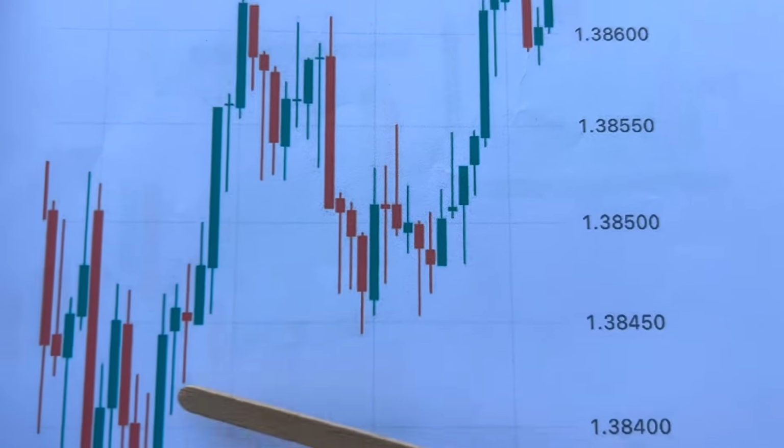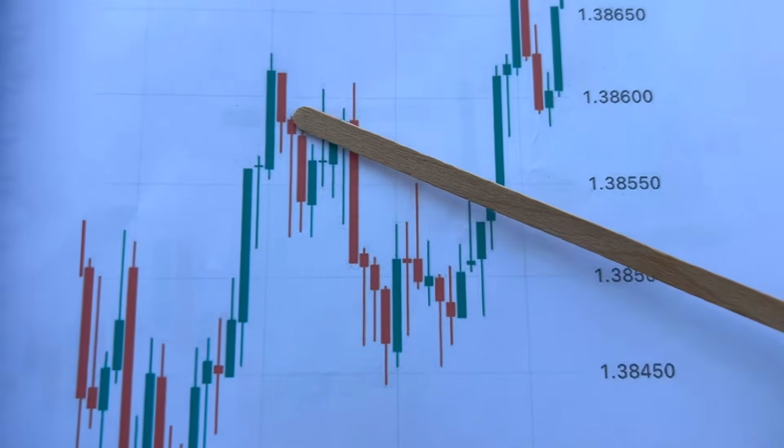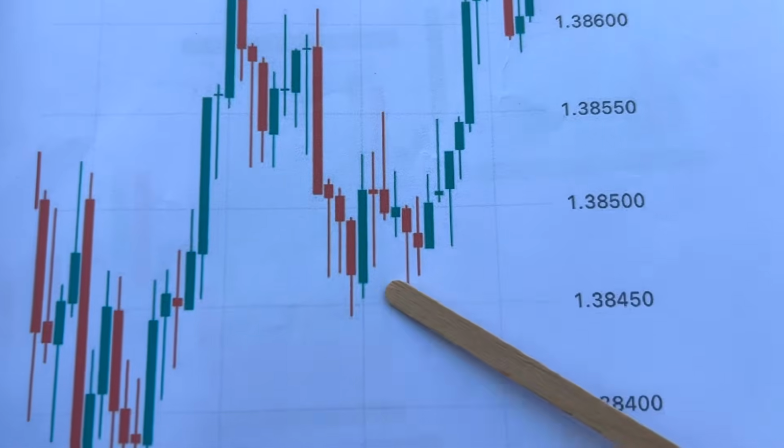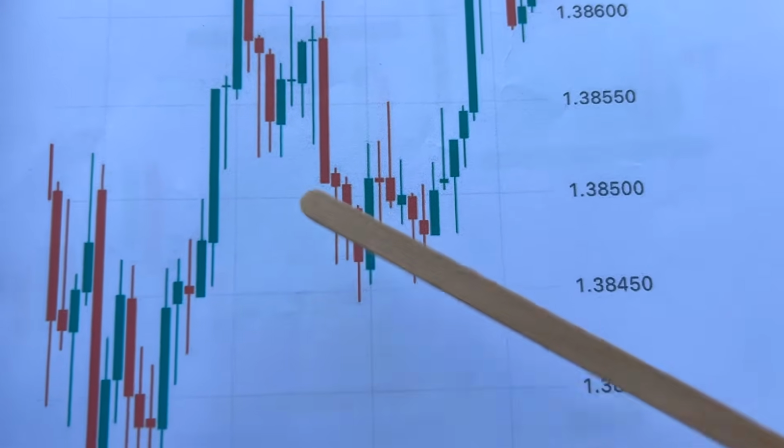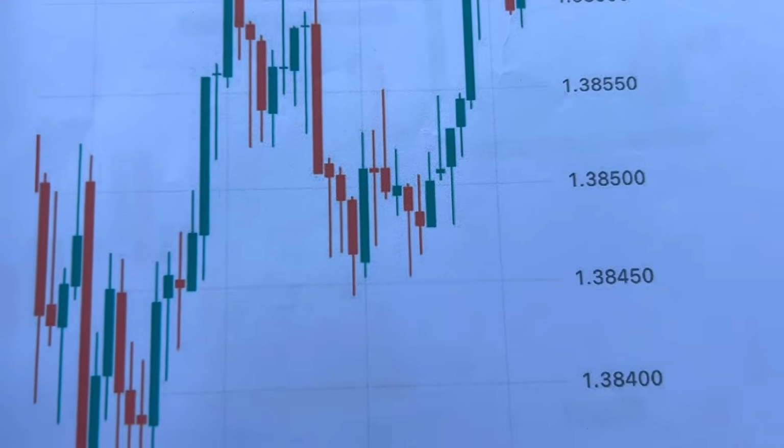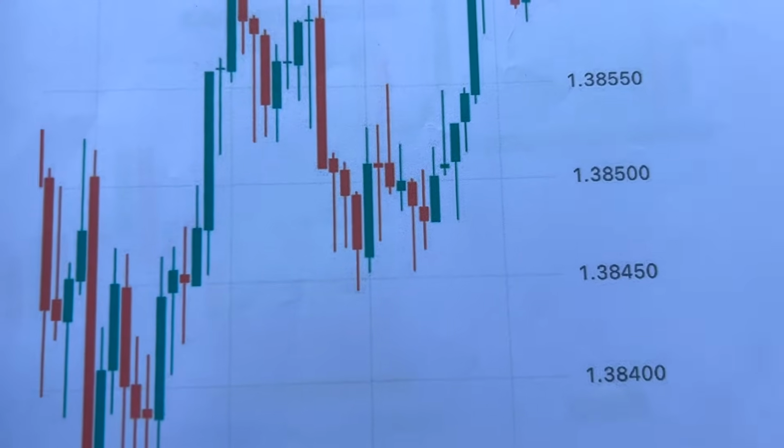Forex analysis. When the graph goes up, it's a buy. When the graph goes down, it's a sell. How can we trade this chart? There are two main ways for everybody to trade this chart.